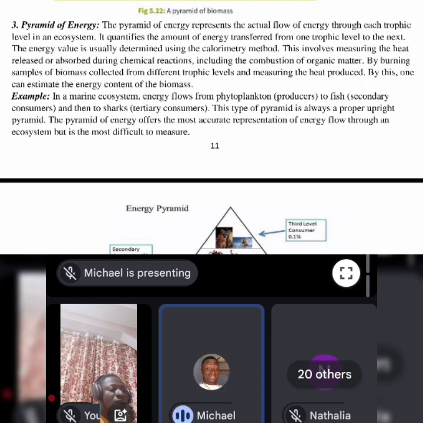Energy flows from phytoplankton. Remember, phyto means plant, and planktons are organisms in the water. We have zooplankton, which are smaller microorganisms in the water. Some are photosynthetic, some are not. The ones that show animal life are called zooplankton. Zoo means animal life, and phyto refers to plant. So the phytoplanktons are producers in the aquatic habitat.